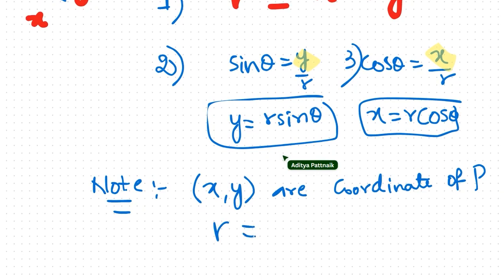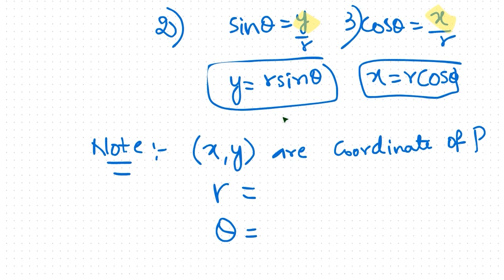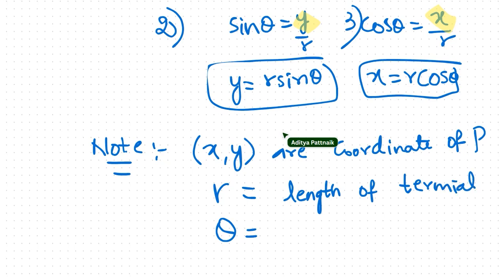What is r here and what is theta here? r is the length of the terminal side or arm, and theta is the angle. Theta is the principal angle. We measure it with the positive x-axis, not anything else.